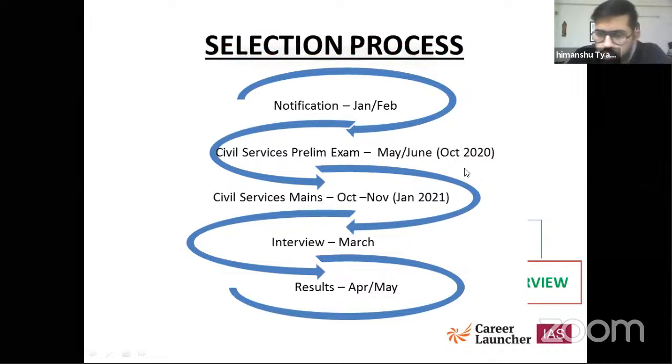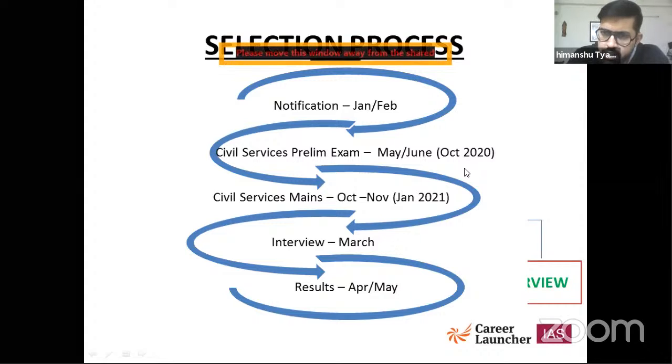Just to give you a little idea about the timelines. The notification, which is the forms, comes out in January, February. The prelims exam, which is the first stage, happens in the month of May, June. Then your main examination is in October, November, and then the interview happens in March, April. By May you have the results in your hand. So the examination process itself takes close to 9 months, and there is roughly 1 year that you have to spend in preparation. So you have to have 2 years in your hand if you want to prepare for civil services.